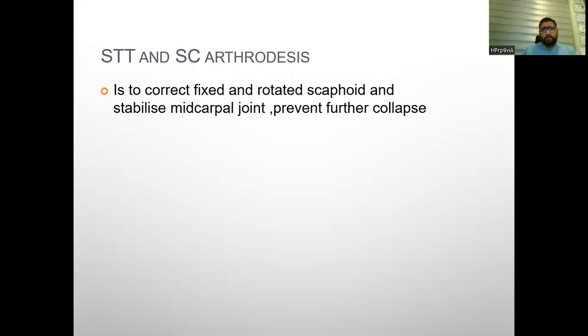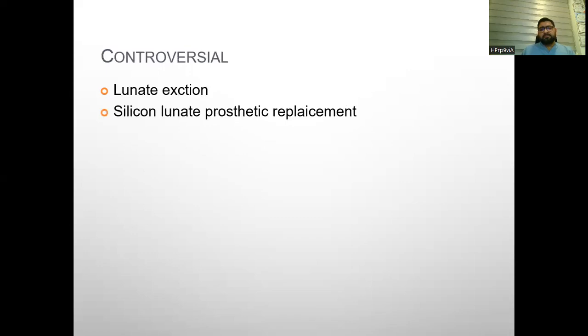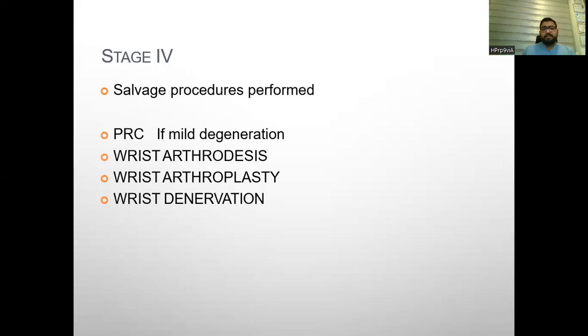These are the other options, obviously written in the book. This is the STT and ST arthrodesis. And a controversial topic is lunate excision and silicone lunate prosthetic replacement, but I have no experience with this kind of procedure. In stage 4, these are the salvage procedures performed. In stage 4 as well, if the degeneration is very mild, you can go for a proximal row carpectomy. And if it is very high grade, you will go for a wrist arthrodesis or a wrist arthroplasty, and wrist denervation.